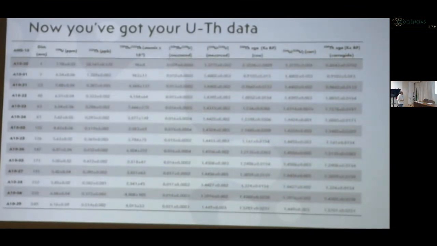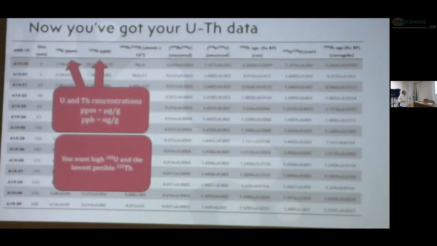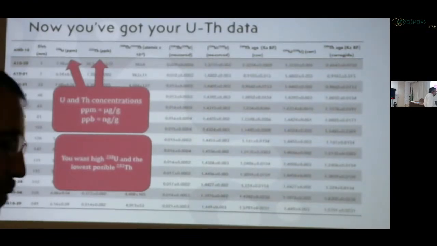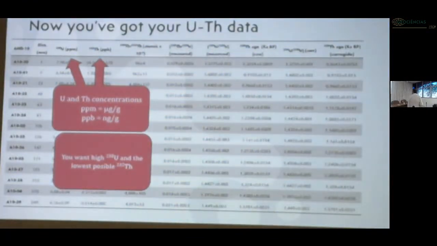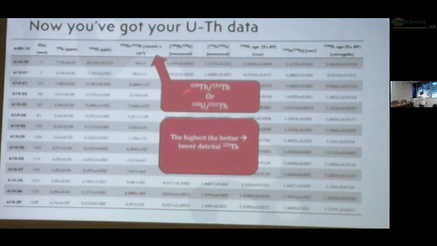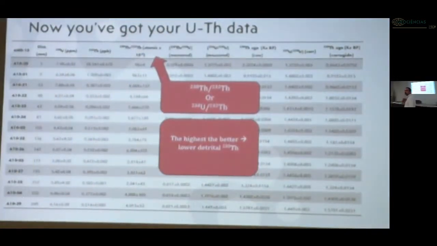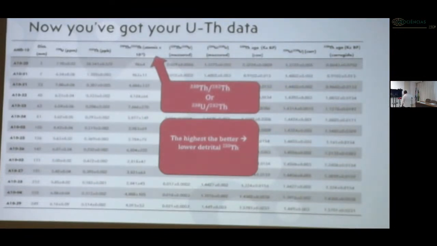You have your data, and you have uranium and thorium concentrations. When you're looking at your data, you want as much uranium as possible and as little thorium-232 as possible. Why? I'll tell you in a second. They're going to give you a thorium-230/232 or uranium-238/232 ratio. Depends on the lab. They're probably going to give it to you either in activity ratios or in isotope ratios. You have to make sure what the lab is actually reporting. The higher these ratios, the better, because it means lower detrital thorium-230. And I'll show you why in a second.